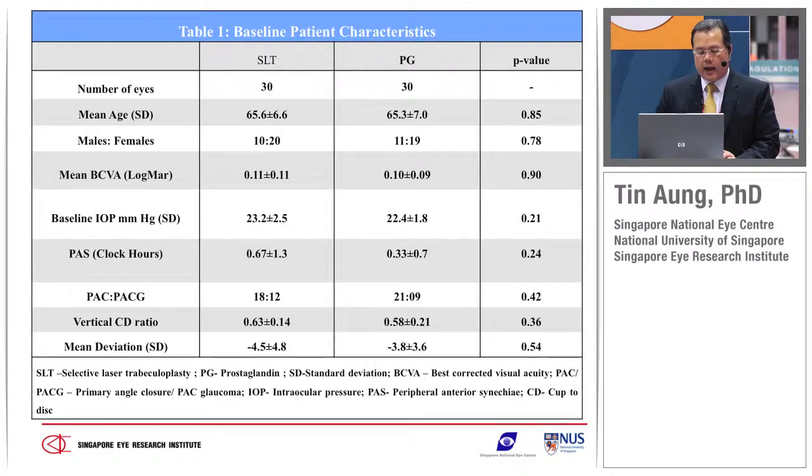And most of the patients had PAC, and there was some PACG in both groups, with a mean cup-disc ratio of 0.6 in both arms. The mean MD is also about minus 4.5 and minus 3.8.